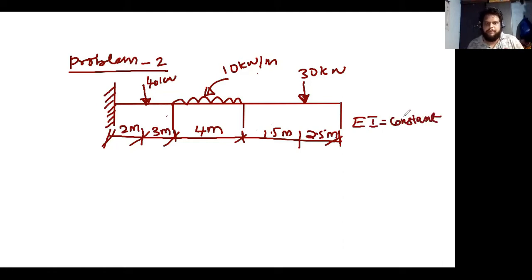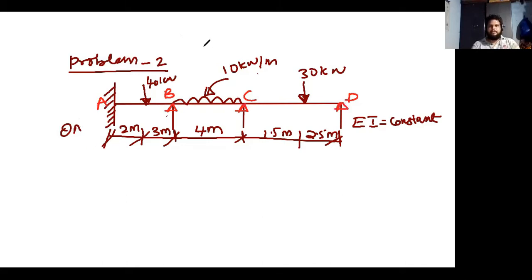What is our first step? Our first step is to find out what the unknowns and knowns are here. Let me give the notations: A, B, C, D. So this is all about the question.